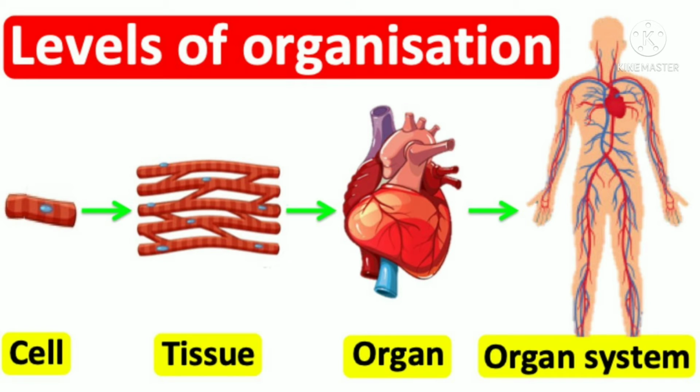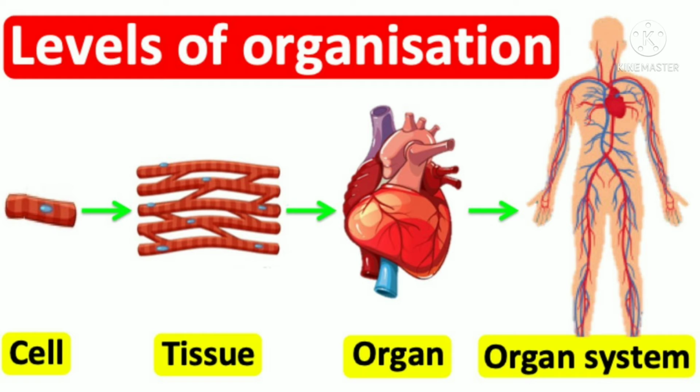Now in the slide you are going to see the levels of organization. Levels of organization means what? How we are arranged in an organized manner is called levels of organization. That means all living beings, or all life processes, start from a single cell. When more than one cell forms a group, they form a tissue. A single tissue is made up of various kinds of cells.